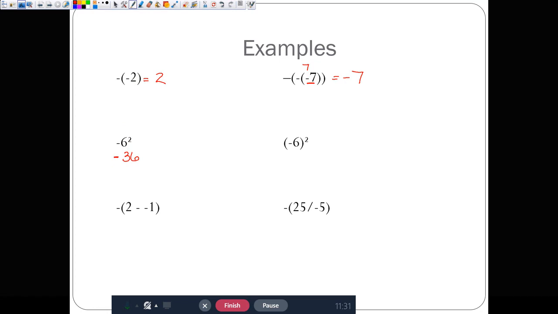Now here, there are parentheses around the negative. So this is like -6 times -6, so that would be 2 negatives. So that would make it a positive. So it's going to be a positive 36.